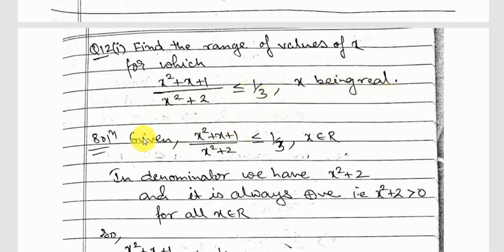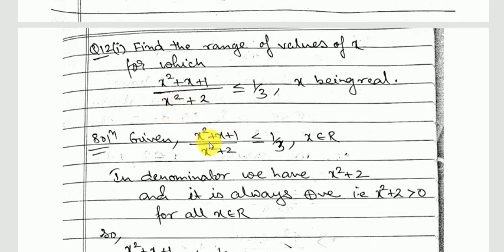Okay, so here what we have to do is, whenever you get a question like this where you have to find the range and an inequality is there, in that case first you check the denominator. You should check the values of x for which the denominator is becoming 0. So here clearly this denominator will never be 0. For any real number you take, this will never be 0.